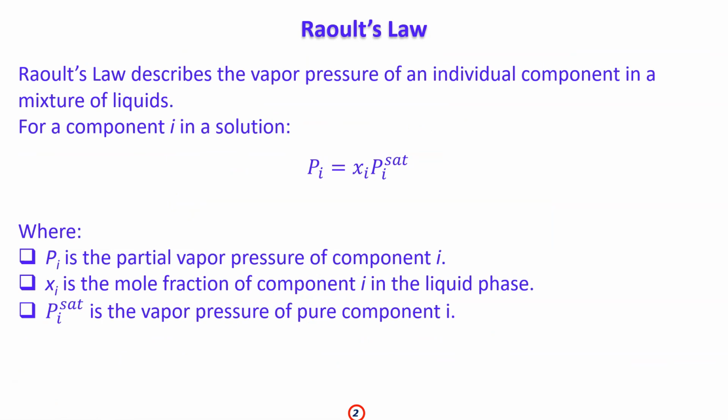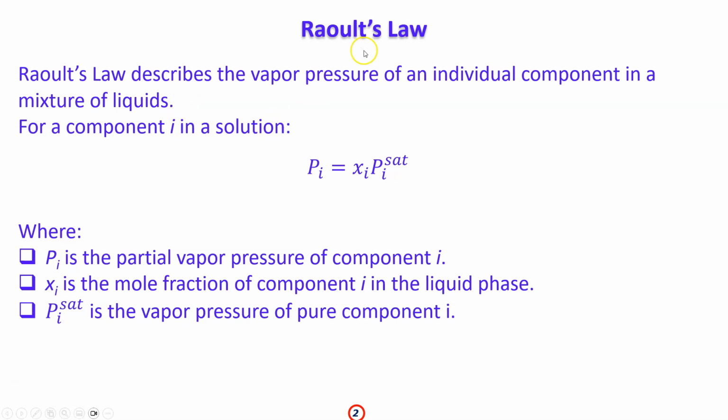Raoult's law describes the vapor pressure of an individual component in a mixture of liquid. The partial pressure of component i is equal to xi times Pi saturated. So the partial pressure is equal to the mole fraction in the liquid phase times the vapor pressure of that component. Pi is the partial vapor pressure of component i, xi is the mole fraction of component i in the liquid phase, and Pi saturated is the vapor pressure of the pure component i.